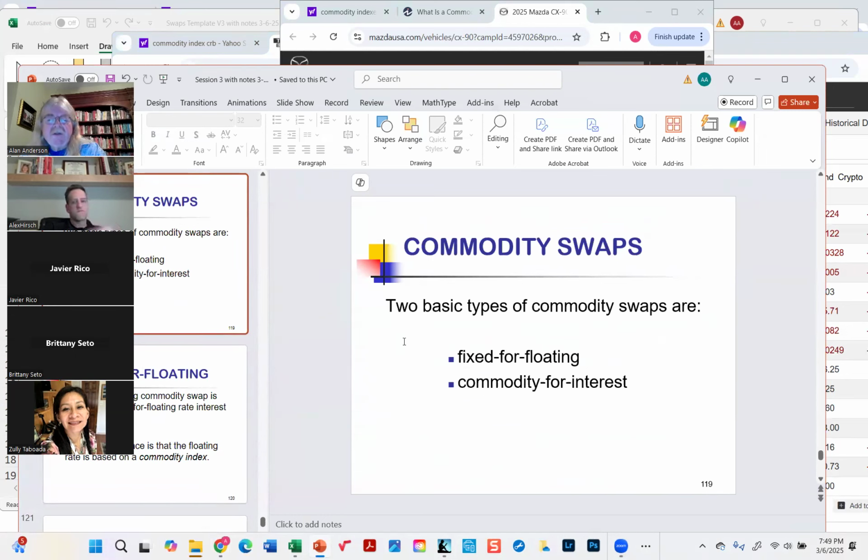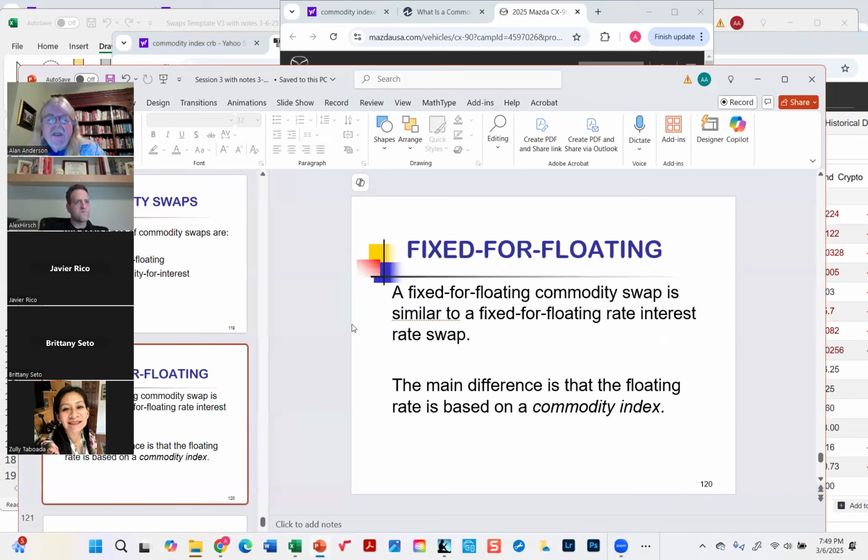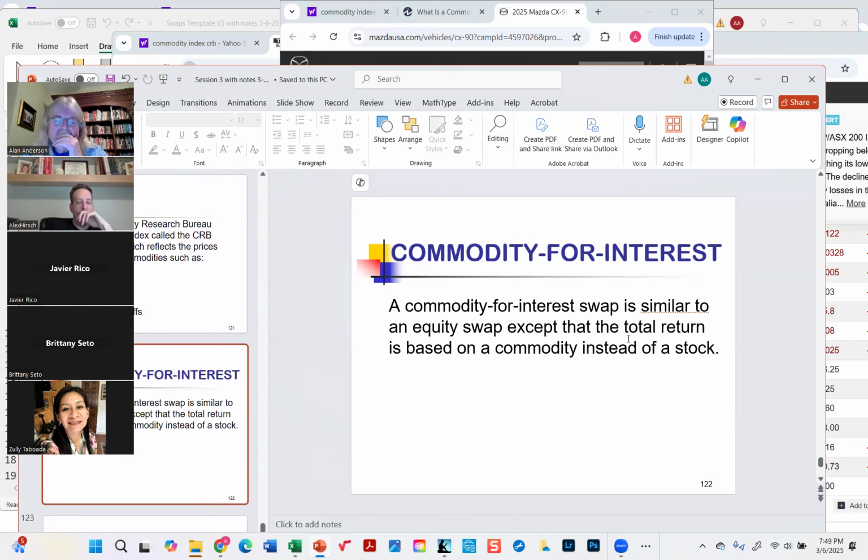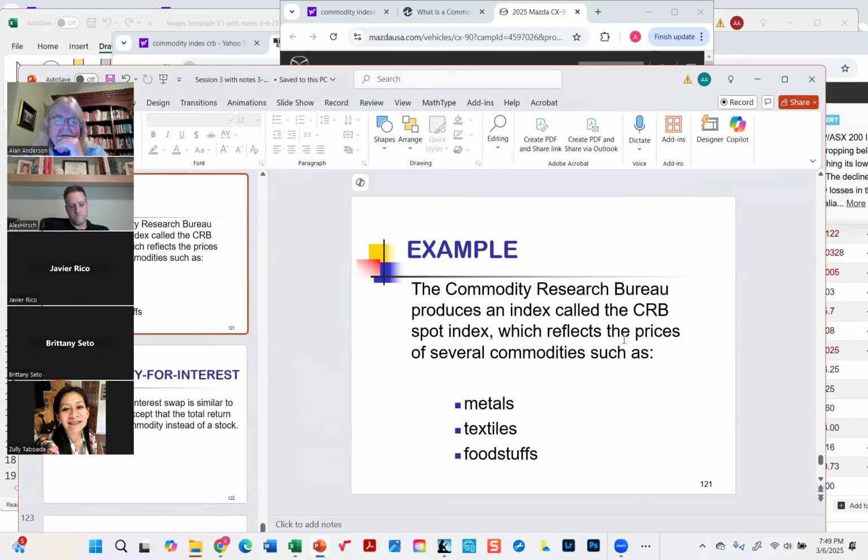Yes, there's a couple of possibilities here. A fixed or floating rate commodity swap is similar to a fixed or floating rate interest rate swap, except that the floating rate is based on the commodity index, like the CRB. So the CRB, Commodity Research Bureau, produces an index called the CRB Spot Index, which, as we just saw, reflects the prices of many commodities, 19 of them specifically.